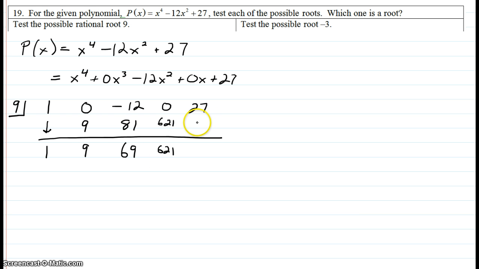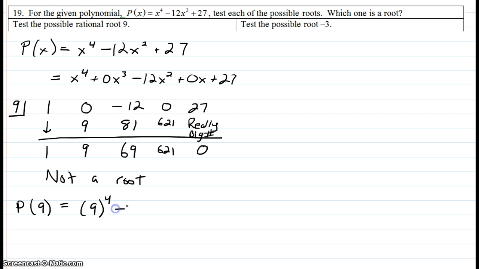621 times 9, really big number, and I don't really care about it because I want a 0, and the only way that's going to be 0 had that been a negative 27. So I know that 9 is not a root. Now, if you wanted to, like I was saying, you could just take 9 and substitute it in.